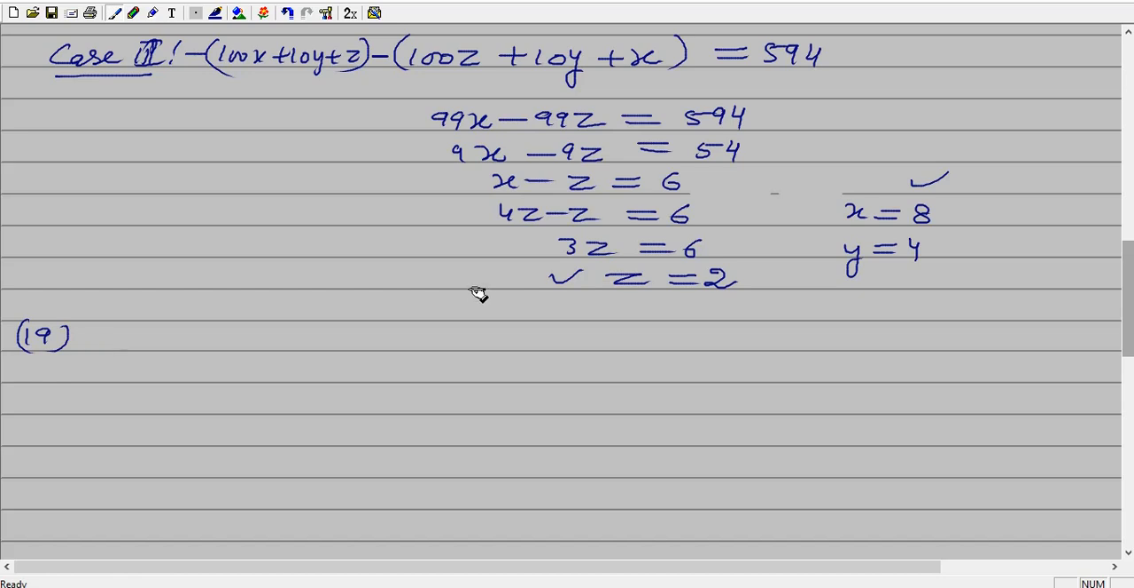Suppose you have faced a problem in a question, I will give you an example. Question number 19: 4 years ago Marina was 3 times as old as her daughter. Question 19 is based on age and year. If you go to the examples, example number 11 is based on age.